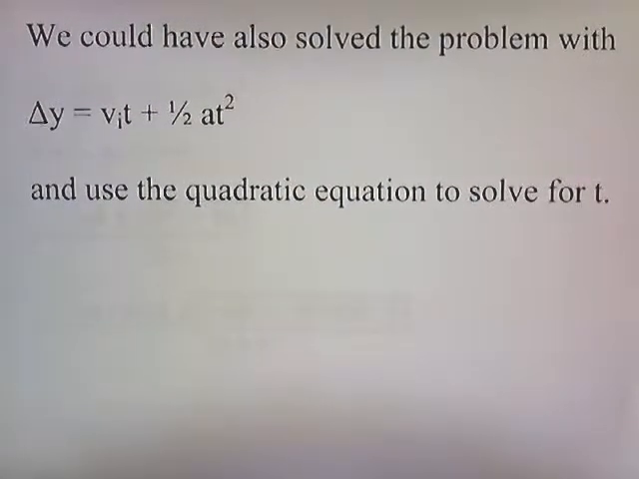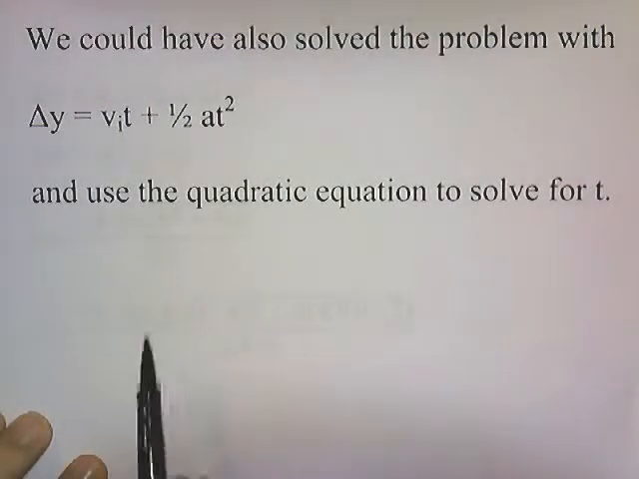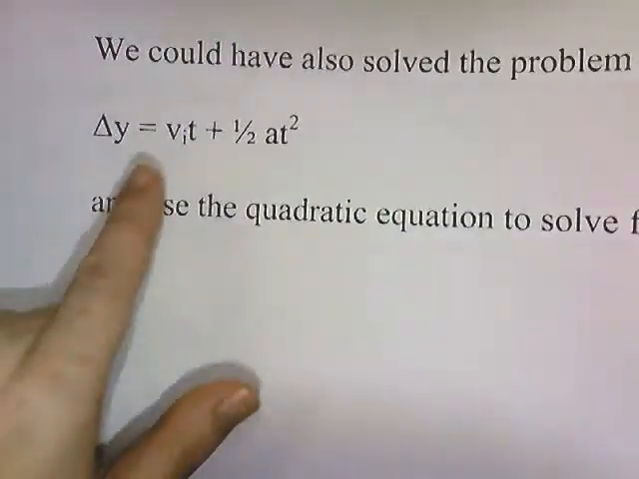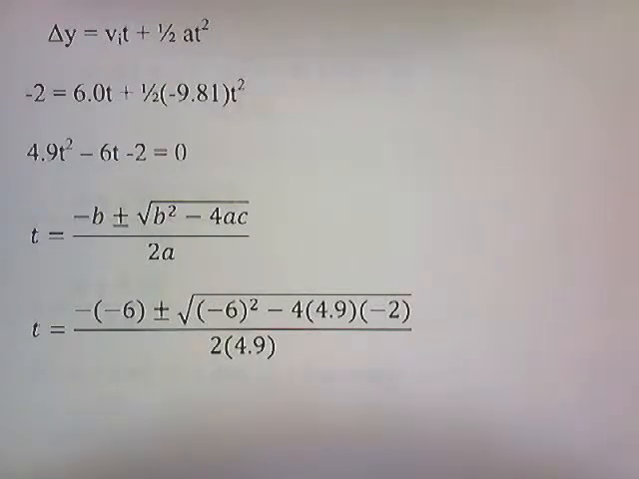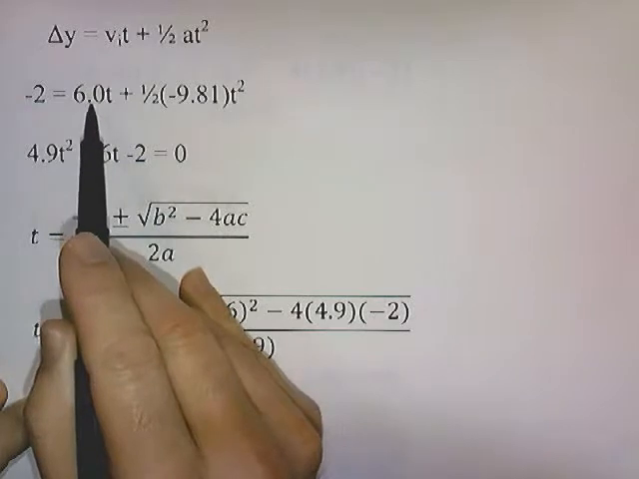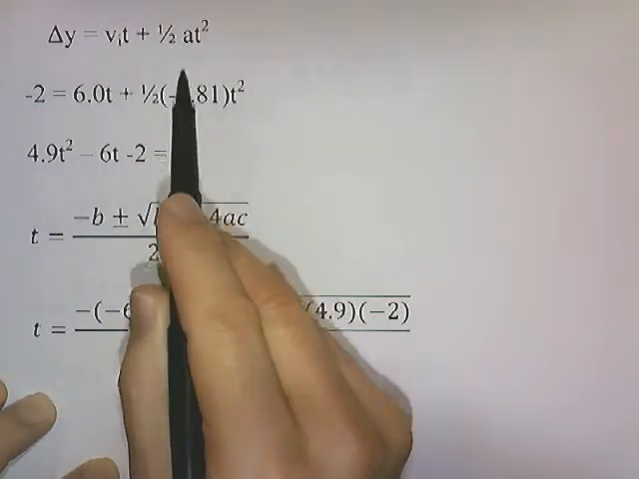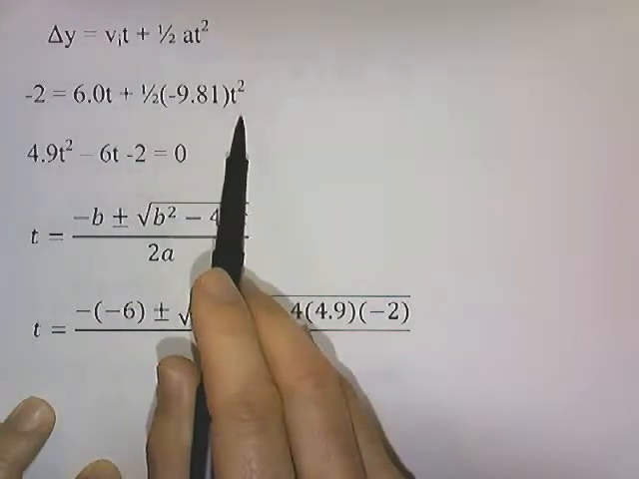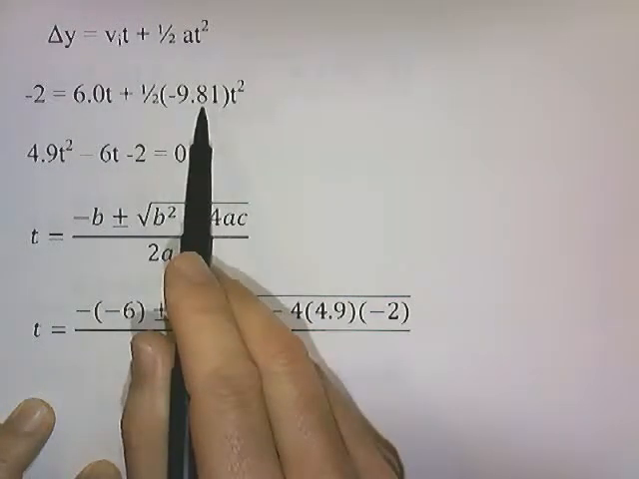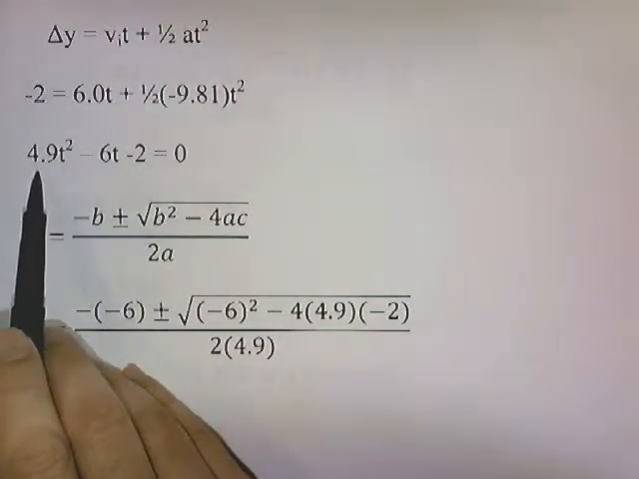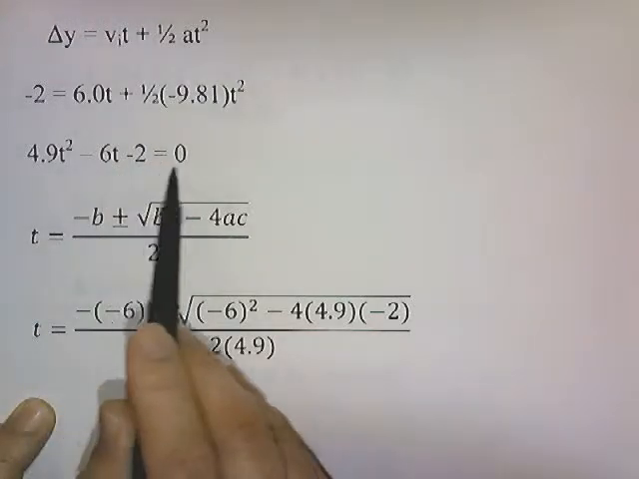Now, we could have also solved the problem with this formula and used the quadratic equation to solve for time. That's just something I think you should know. So let's go ahead and solve it this way. The change in distance is -2. The initial velocity is 6. And we have t. One half acceleration is -9.81 t squared. If you simplify this to get a nice quadratic equation, 1/2 times 9.8 gives me 4.9. Then you move things over, and you'll end up with a quadratic equation like this: 4.9t squared minus 6t minus 2 equals 0.